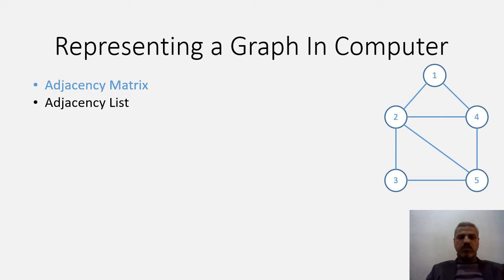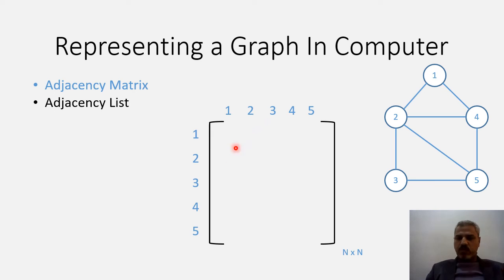Representing a graph in computer. There are two ways to represent a graph in computer here. The first one is adjacency matrix. Adjacency matrix is a square matrix, consisting of columns and rows, of size n by n, where n is the number of vertices. Like in this example graph, it's a simple graph consisting of 5 vertices labeled 1, 2, 3, 4, and 5.